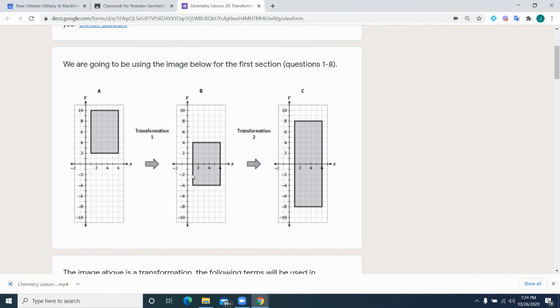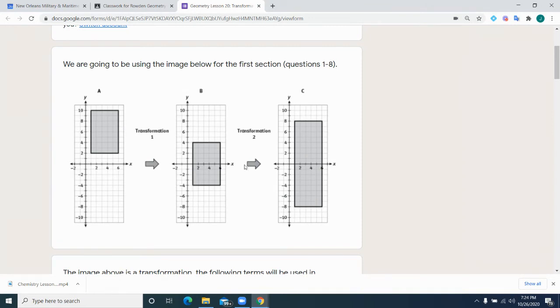However, is the bottom sliding up 4? Look at the bottom. Where was it at? It was at negative 4. And did it slide all the way up to 0? No, it didn't. Instead, it went from negative 4 down to negative 8. So look what happened. 4 turns into 8. And negative 4 turns into negative 8.